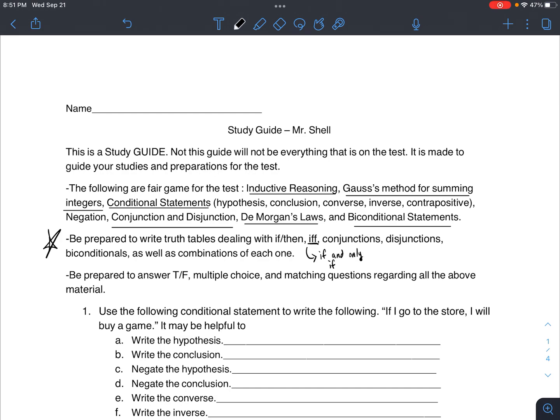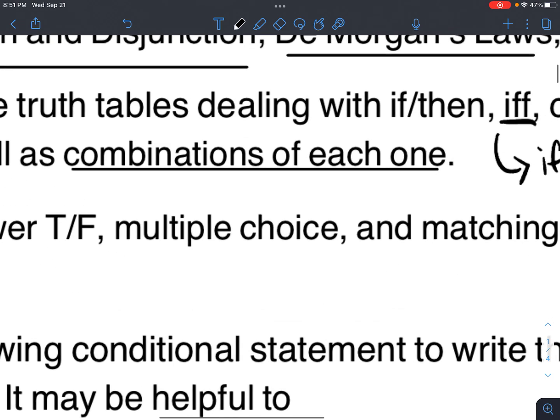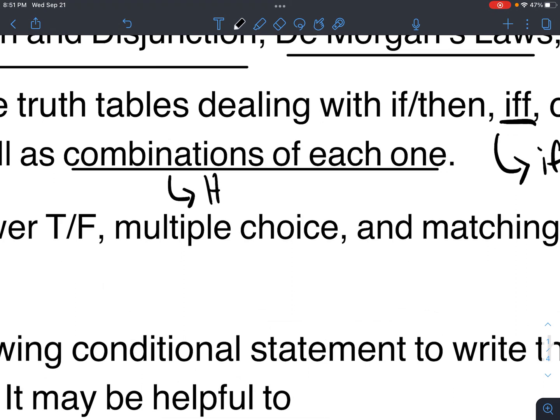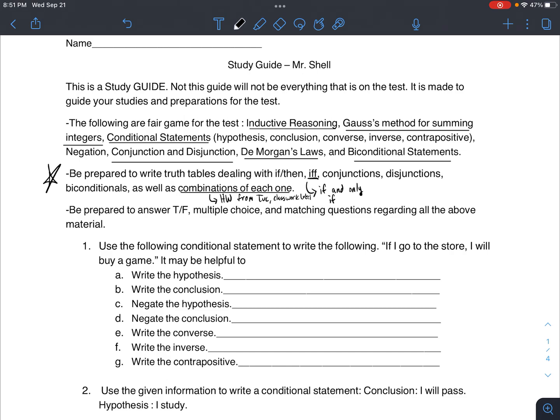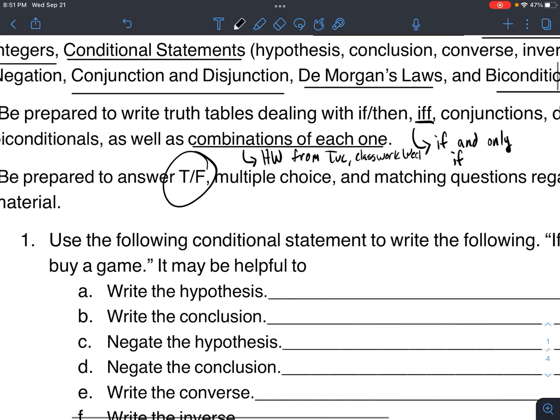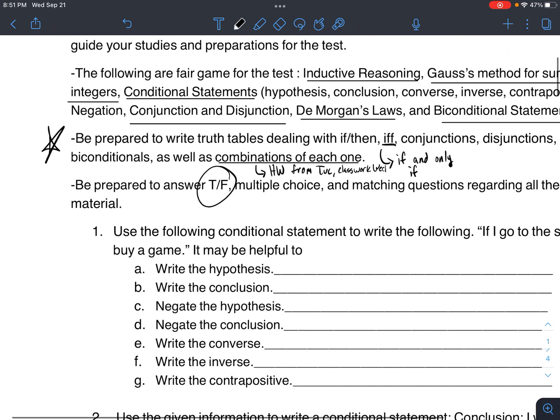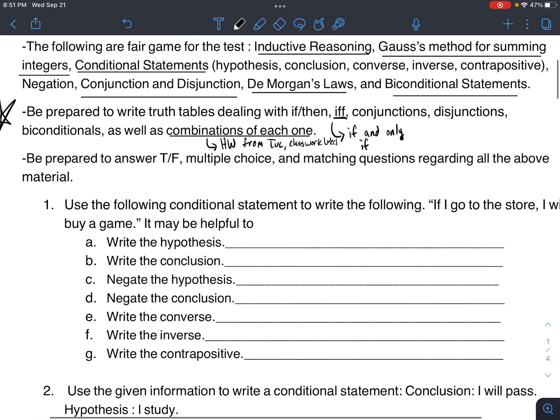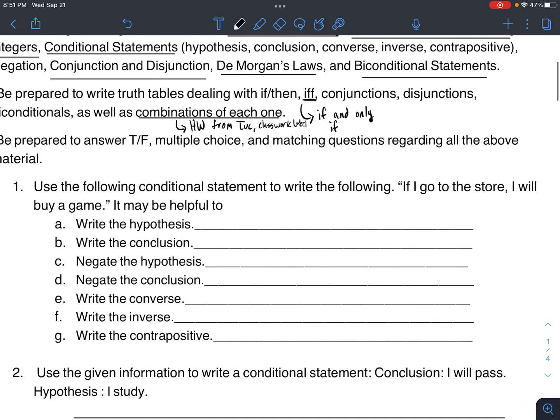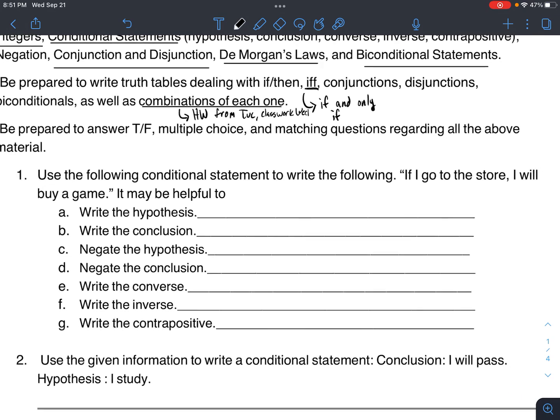So what this is going to look like is what this combinations is going to look like. I think I have it noted too. Homework from Tuesday, as well as classwork Wednesday. Okay, so homework from Tuesday, classwork from Wednesday, and then I also have here be prepared to answer some true, false, multiple choice, matching questions. So it might be a little bit of everything on there. Now, let's go ahead and get into it.